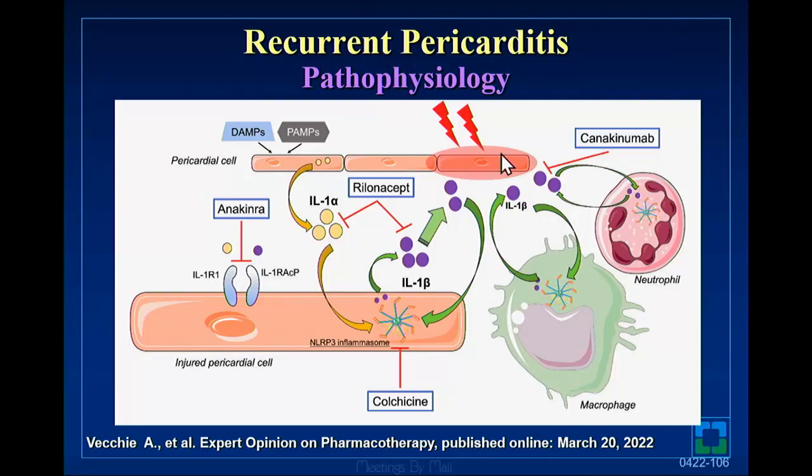Here's another example where the drugs may work: anakinra, which is basically a receptor antagonist. Rilonacept traps IL-1 alpha and beta, and canakinumab is also an IL-1 beta trap. Colchicine affects the inflammasome, and there are some newer molecules out there from different companies, Cardiology Therapeutics, Ventyx, that inhibit the inflammasome.